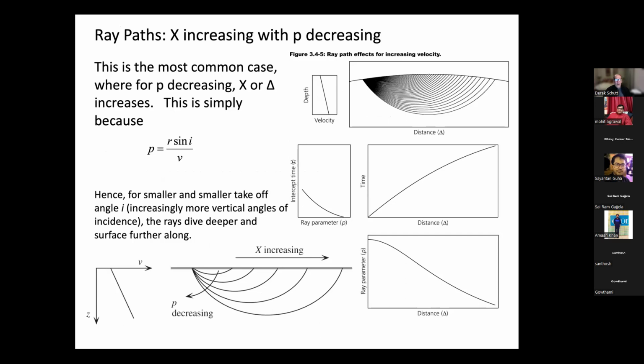So the most common case is that as p decreases, x or delta increases. This is simply because p equals r sine i over v. So as p decreases, we get a smaller and smaller takeoff angle, which means it's increasingly vertical, and more vertical rays travel farther than more shallow rays. So this ray here is more vertical than these rays here.